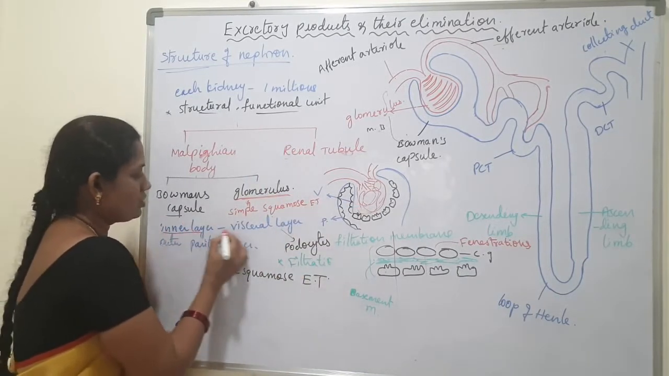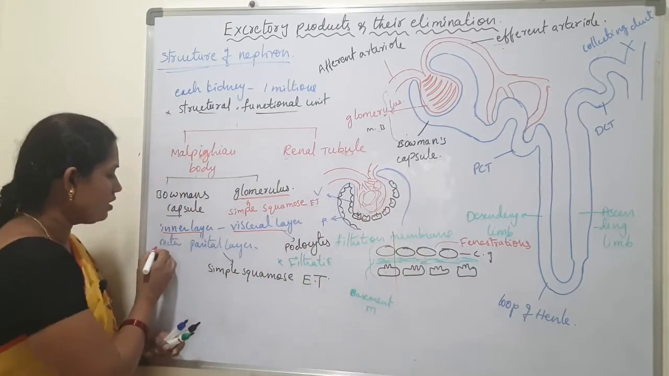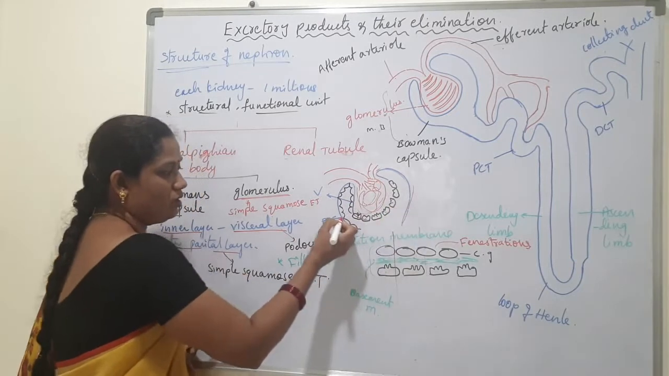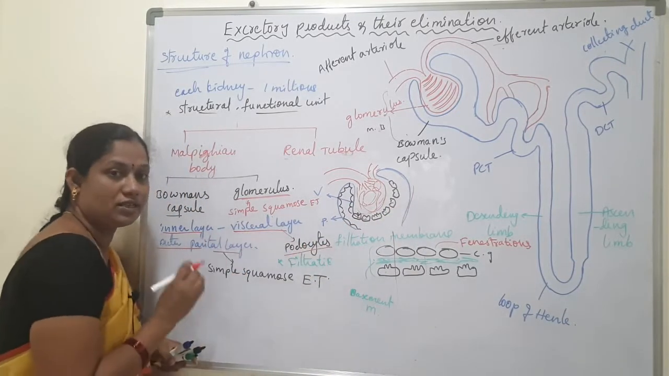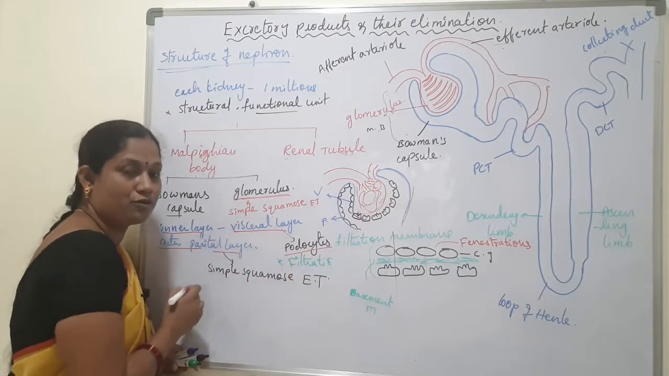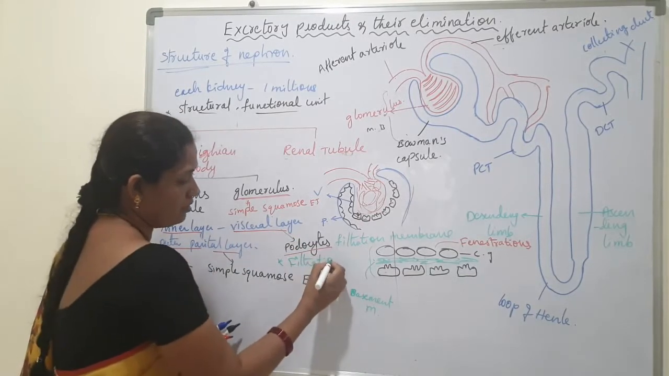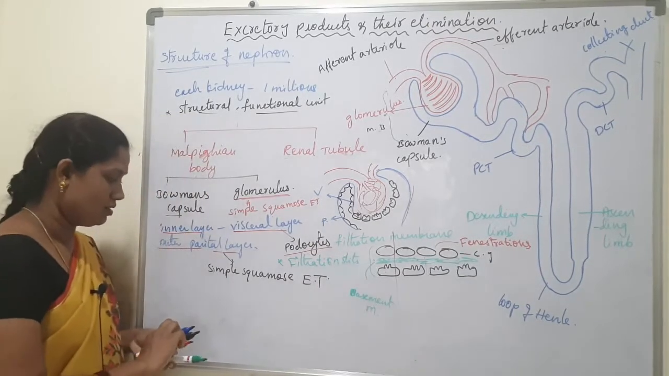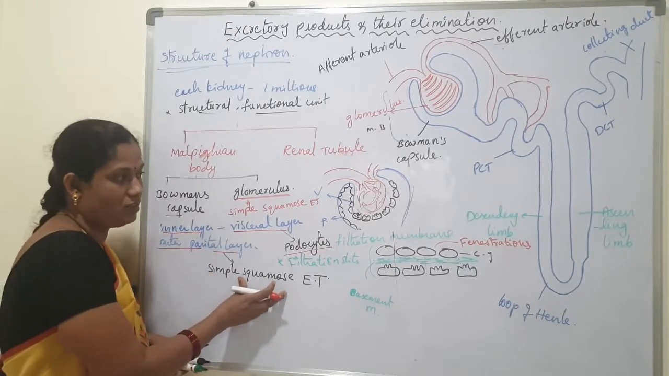The inner layer is called the visceral layer. The outer layer is called the parietal layer. The visceral layer is made up of podocytes, a special type of cells. They have some slits, which are called filtration slits. Next, the parietal layer has simple squamous epithelial tissue.